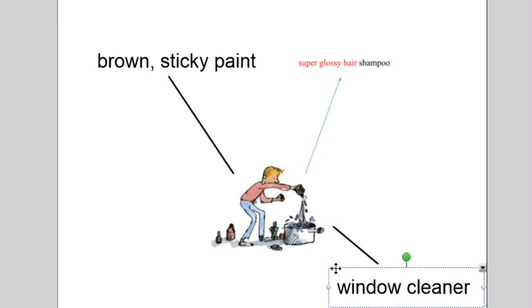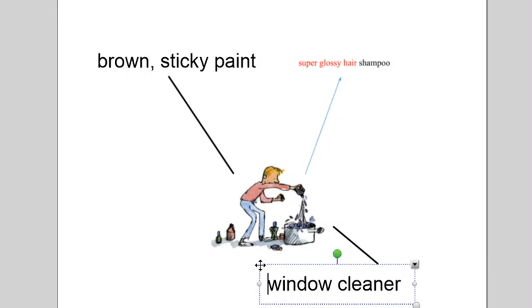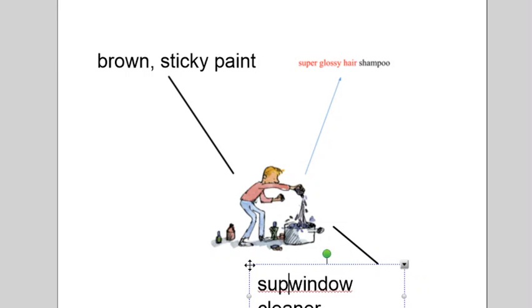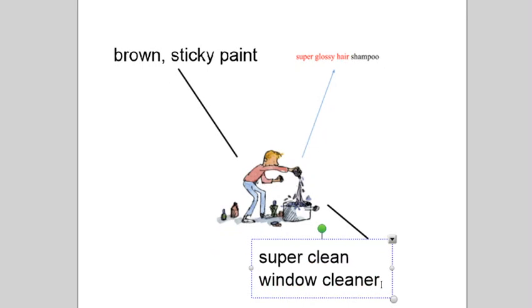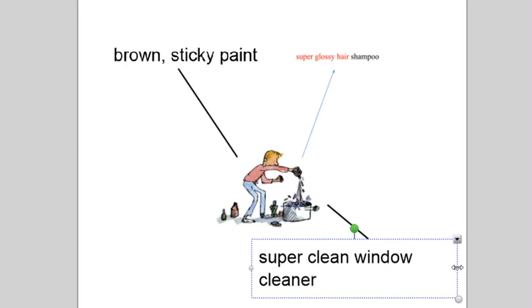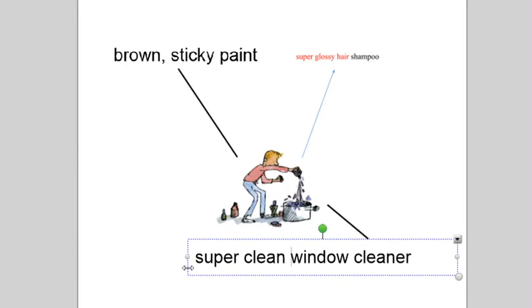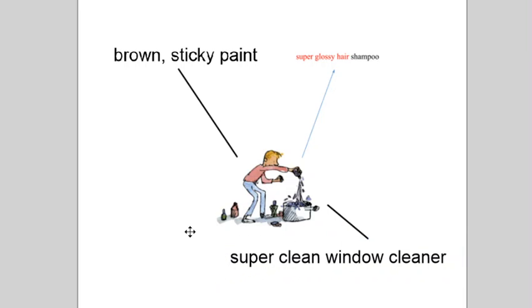Now, window cleaner, I could think of many different descriptions, but I'm going to go with the flow of what George does. He makes things sound absolutely amazing. He exaggerates them. So I'm going to go for the Super Clean window cleaner. I've made it kind of like a company's name, and it sounds really fun, and it's going to really grab the reader's attention.